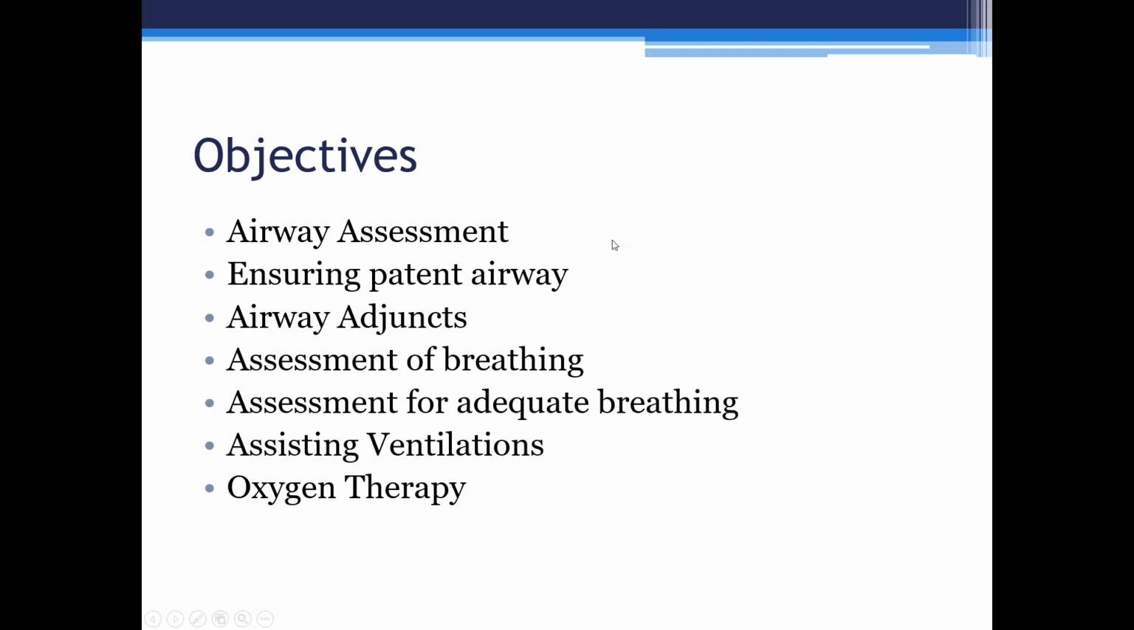Welcome in, everybody. We are going to be talking about airway management in this section, which is Chapter 10 in your textbooks. The objectives that we're going to be utilizing are airway assessments, ensuring a patent airway, and utilizing airway adjuncts. So we're going to be talking about just basic airway adjuncts at this point. And then on Monday, we are also going to be utilizing some advanced airways. Assessing for adequate breathing, assisting those ventilations, and then using oxygen as a therapy.